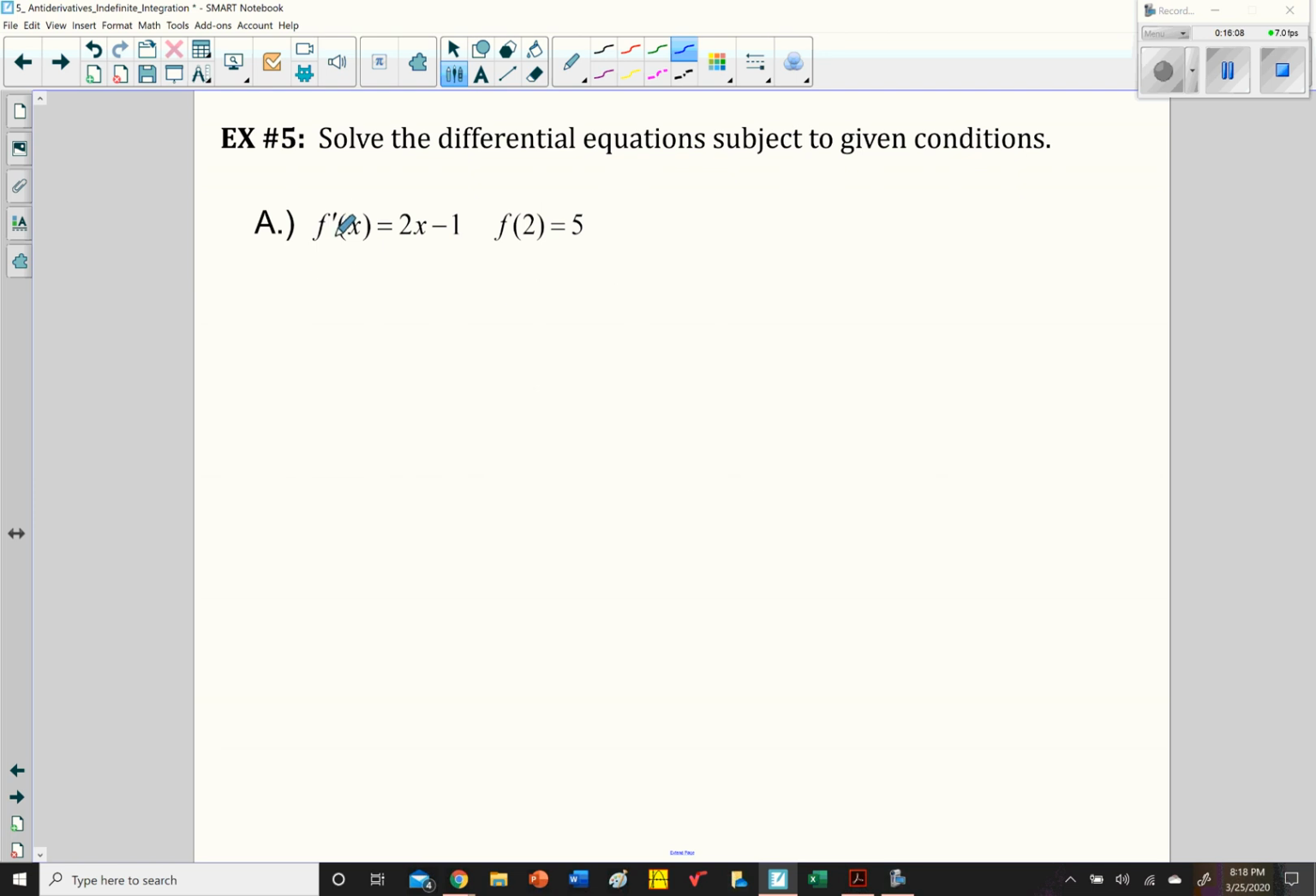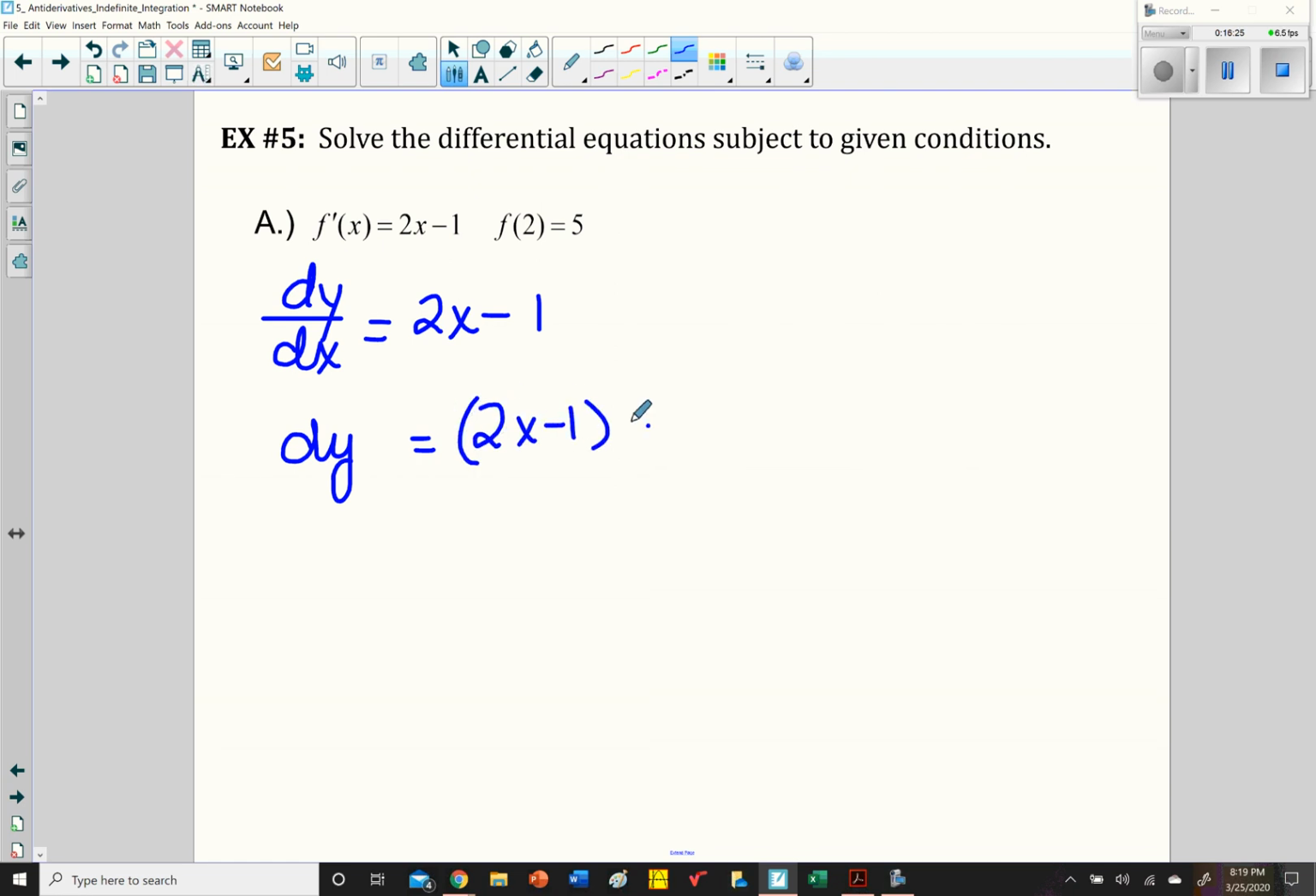So in this case, f prime of x just means dy dx is 2x minus 1. And if we separate the operators, then dy is 2x minus 1 with respect to x. Then we can integrate both sides, the integral of dy and the integral of 2x minus 1 with respect to x. So the antiderivative for dy is y, and the antiderivative of 2x minus 1 would be x squared minus x plus a constant. This is my general solution.